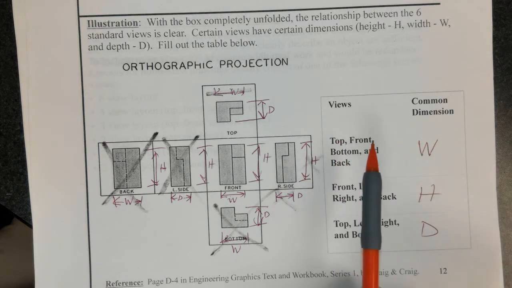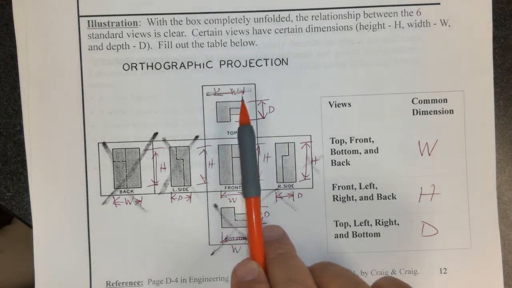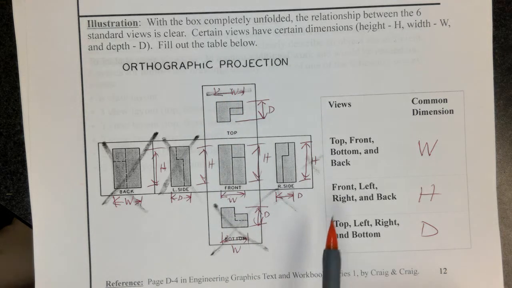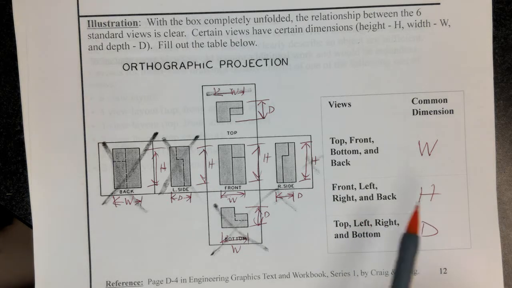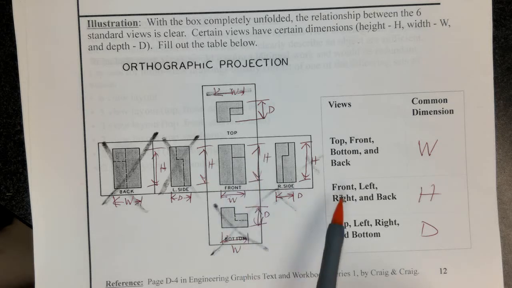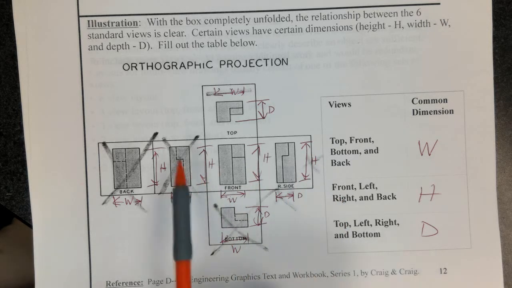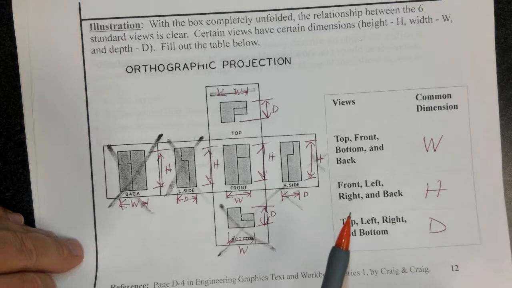So what are the common dimensions? In the top, front, bottom, and back, the width is the common dimension. In the front, left, right, and back, the height is the common dimension. See, it says the front, here's the front, height. The left is height. The right side is the height, and the back is the height. As far as the top, left, and right side and bottom views, the depth is the common dimension. Okay?